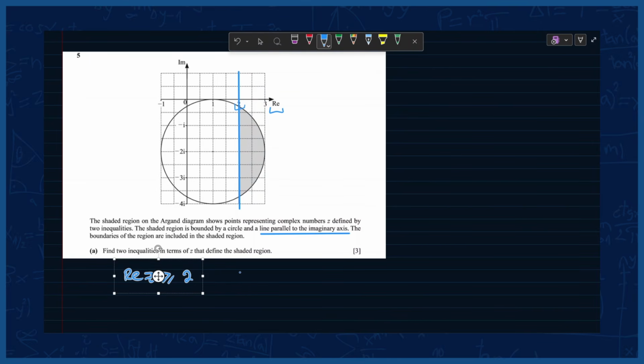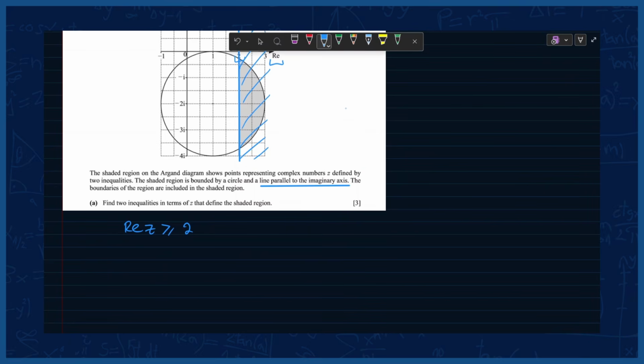But if that was my only inequality, then we're also including all those regions that are outside the circle. So we need to also find the inequality for the circle. So for the circle, your inequality is of this form: z minus whatever your center of the circle is, and it's going to be, in this case, less than or equal to, since we want our area to be inside the circle, but we're also including the boundary or the circumference of the circle. If the circumference was dotted, then it would be strictly less than, okay, and then this is whatever the radius is. So we need to know what the coordinates of the center of the circle are.